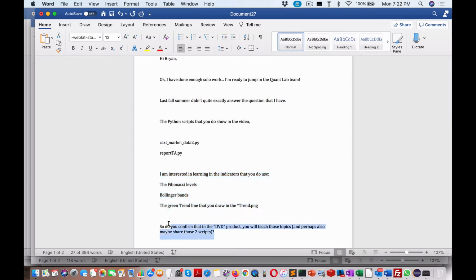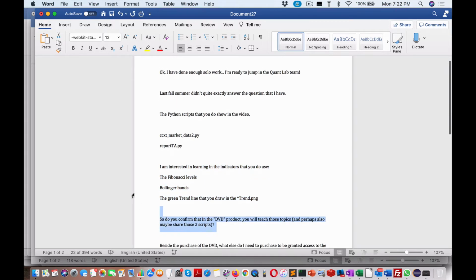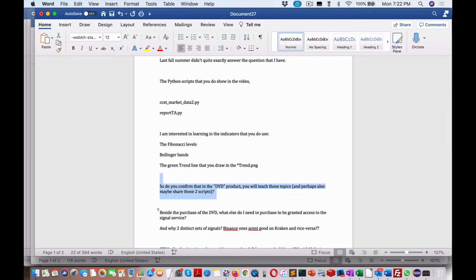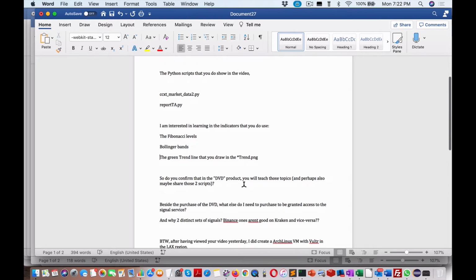So you confirm that in the DVD you will teach these topics, that perhaps maybe share these two scripts? Well, for the DVD price, probably not. But in the course, I kind of touch on it. I do talk about the technical analysis part, definitely with the Bollinger Bands, because that's the TA-Lib. The Fibonacci and these trend lines are a little different. They're not part of the course. So just being upfront there.